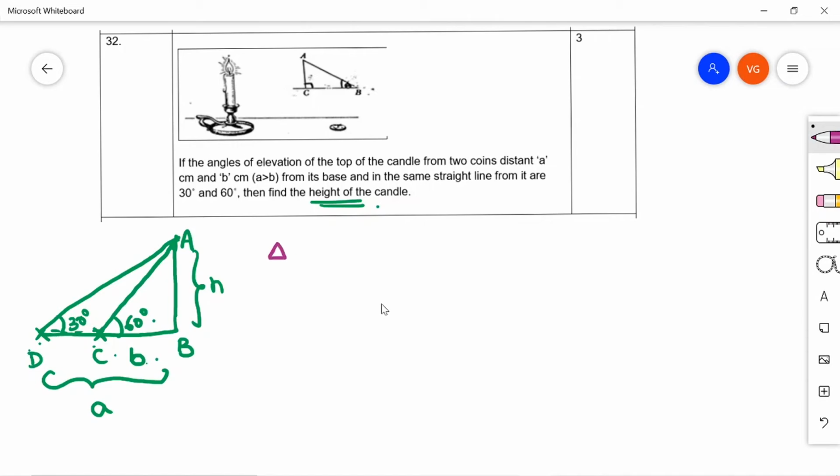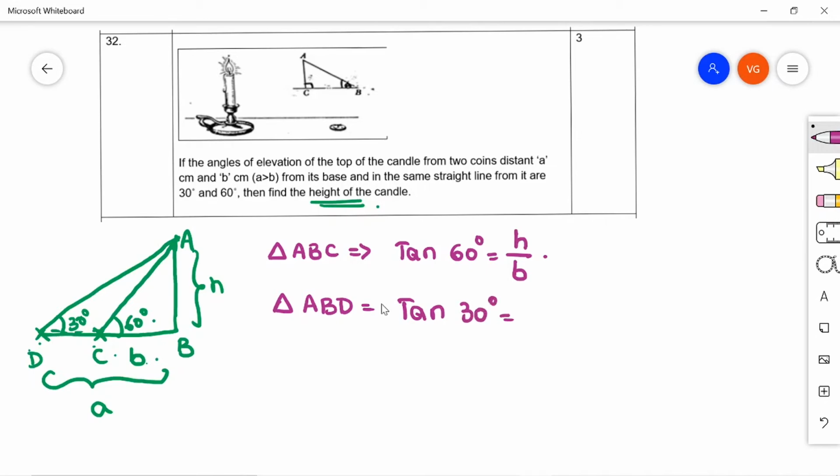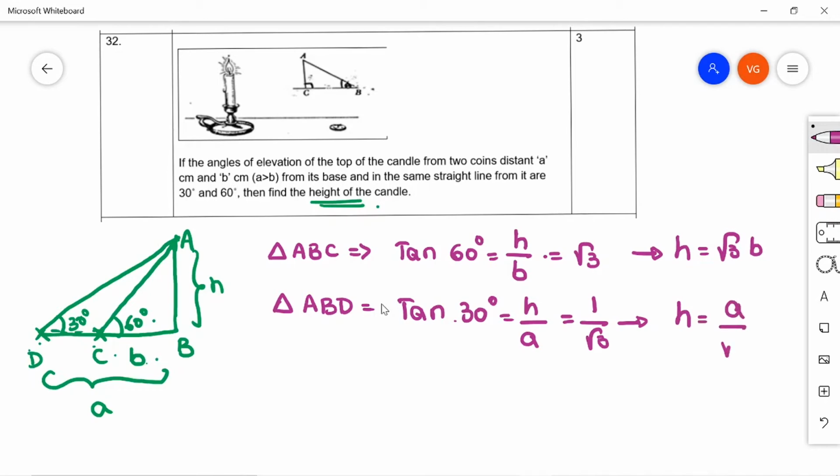See, if you consider triangle ABC, from here I can write tan 60 degrees is equal to opposite by adjacent. So h by b. Then from triangle ABD, the bigger triangle, I am writing tan 30 degrees. Tan 30 is again opposite by adjacent, so h divided by a. Tan 60 is root 3 and tan 30 is 1 by root 3. From here I can get h is equal to root 3 b, and from here I will get h is equal to a by root 3, right?